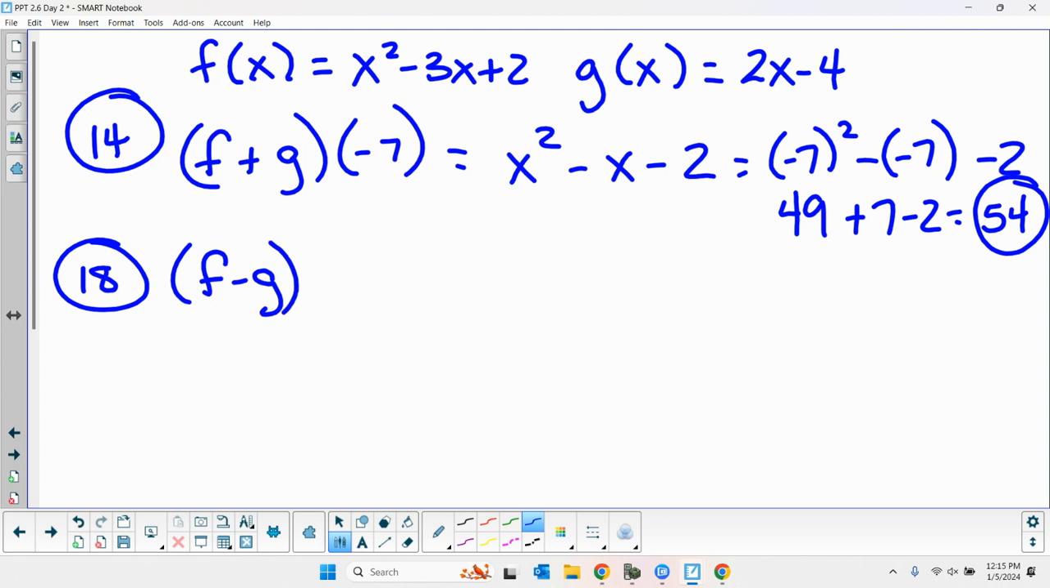of 24. So again, I think I would do that first on the addition and subtraction because it's really easy to do those. So x squared minus nothing is still x squared. Negative 3x minus 2x is negative 5x. And 2 minus negative 4 is plus 4, so it's positive 6. And then put 24 in.